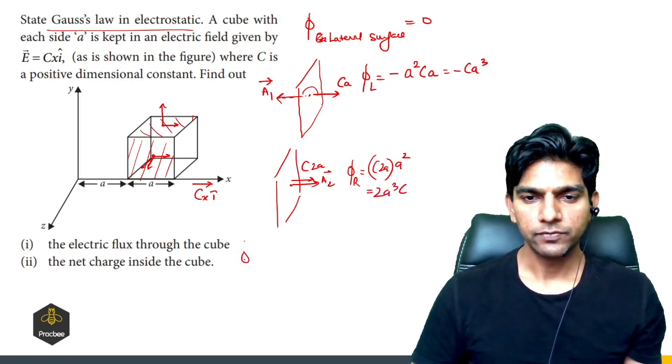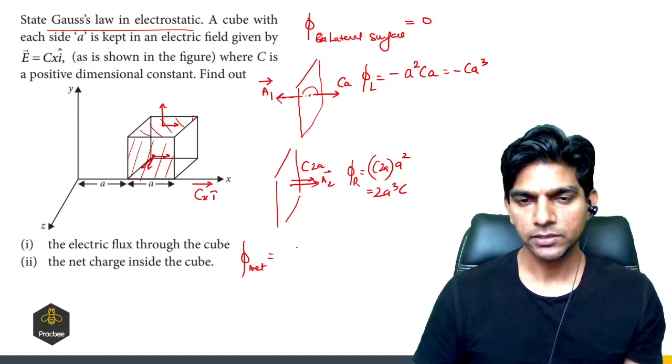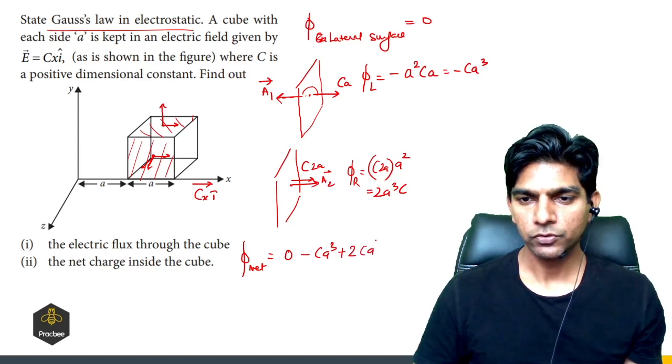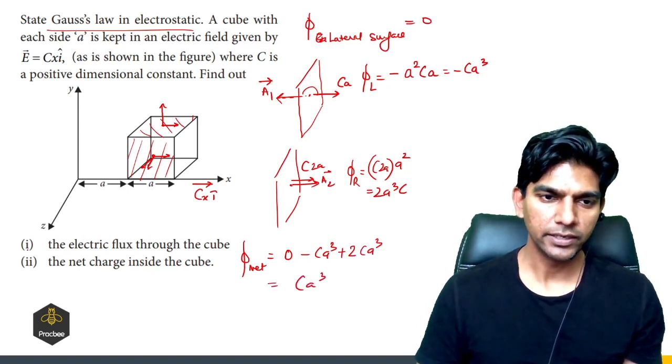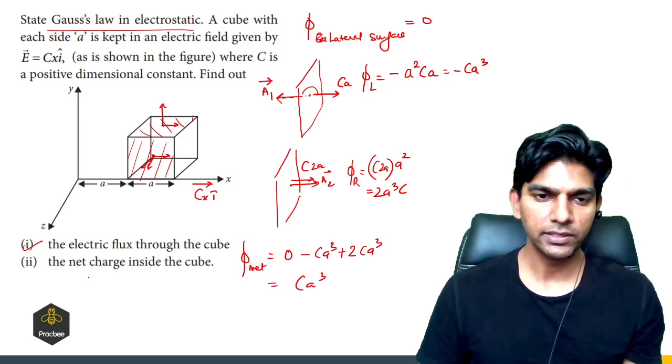So what is the net flux? The net flux will be the sum of all the individual fluxes. Through the lateral surface it is 0, through the left it is minus Ca cubed, and through the right it is plus 2Ca cubed. So it comes out to be Ca cubed. That is the answer of part A, where we had to calculate the electric flux.